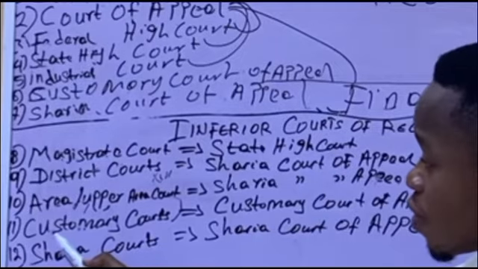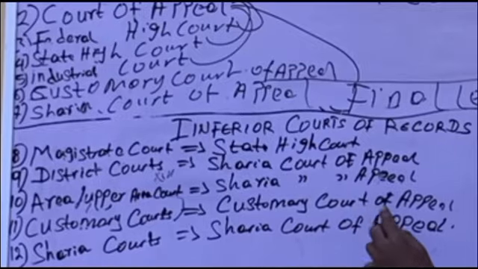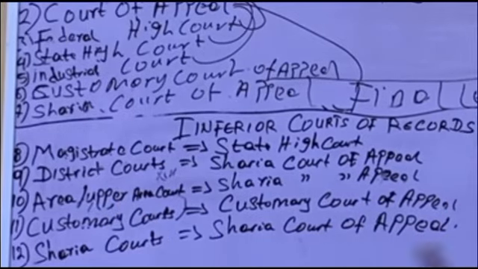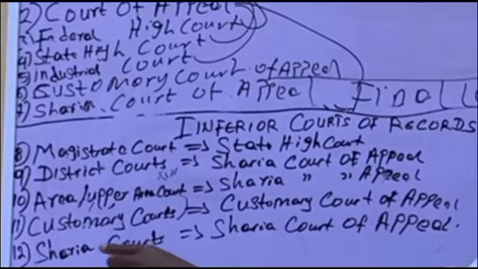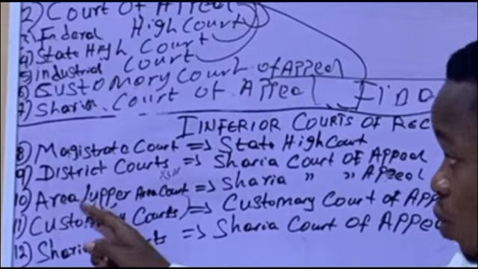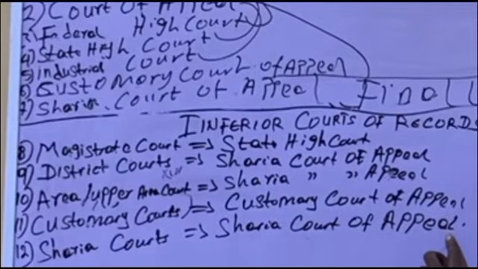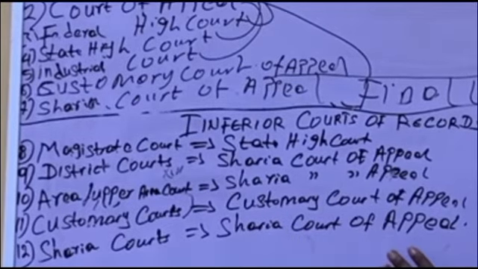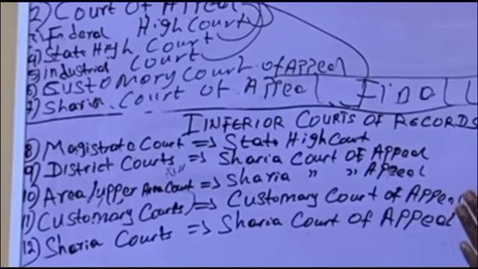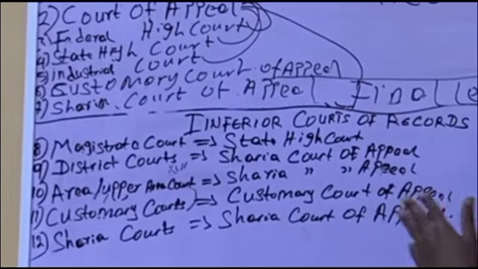If customary court gives a judgment and you are not satisfied, you go to customary court of appeal. If area or upper court gives a judgment and you are not satisfied in the north, you go to Sharia court of appeal. And whatever Sharia court of appeal decides is final for the northern brothers, as far as the 12 states that are operating Sharia law, and that is only when it's applicable. Some states in the north that are not operating Sharia law may be dealing with state high court and all those things.